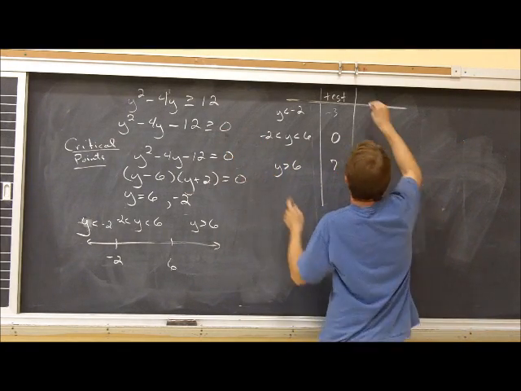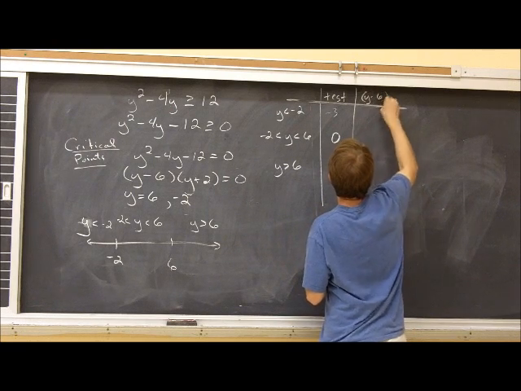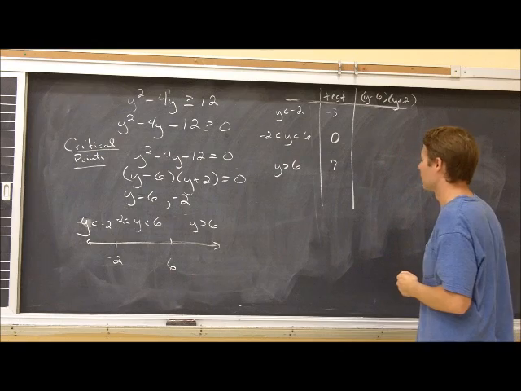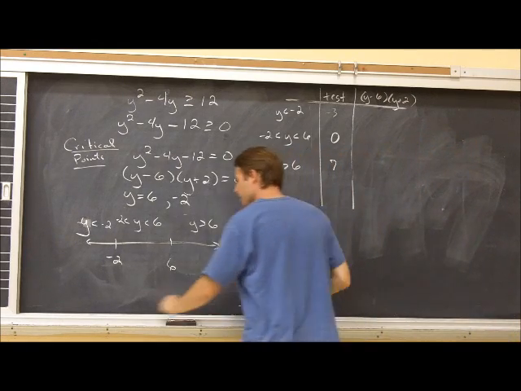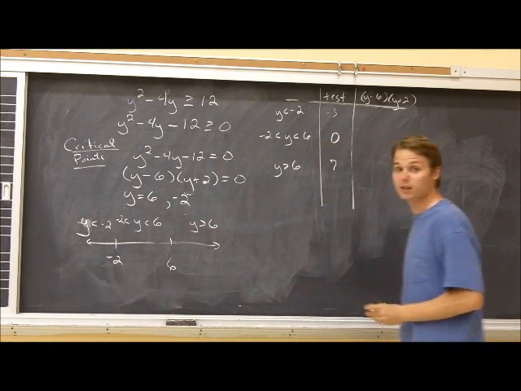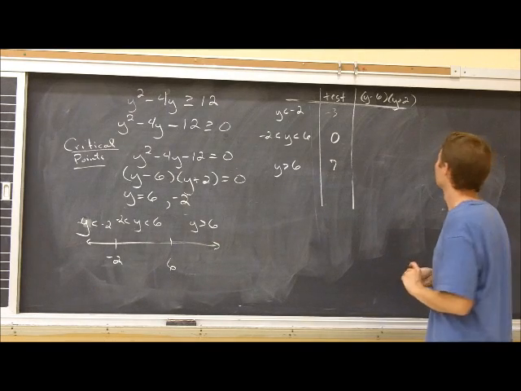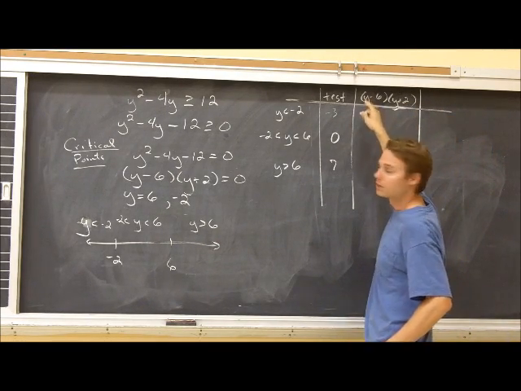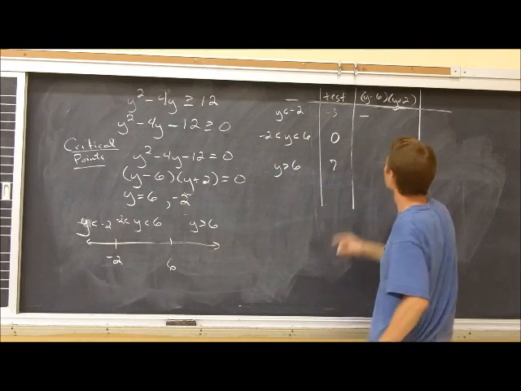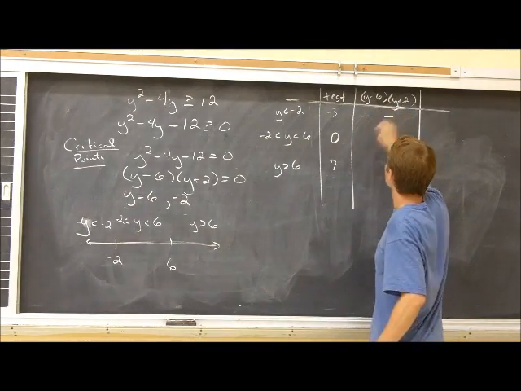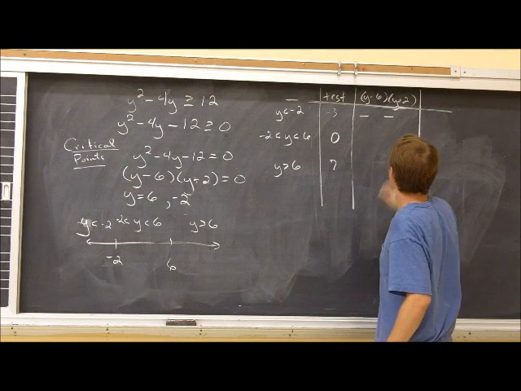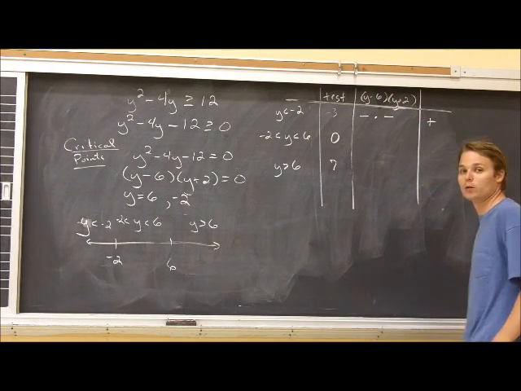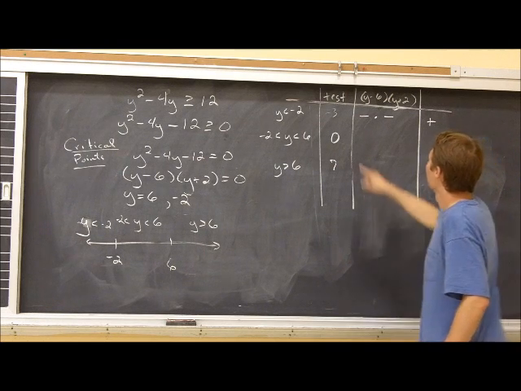So the factored version is y minus 6 times y plus 2. And then we're interested, again, not in the number that we'll get when we plug these values in, but just is it positive or is it negative? So -3 minus 6, that's a negative value. -3 plus 2, that's a negative value. And then a negative times a negative will always be positive. So anything on that interval will always be positive.